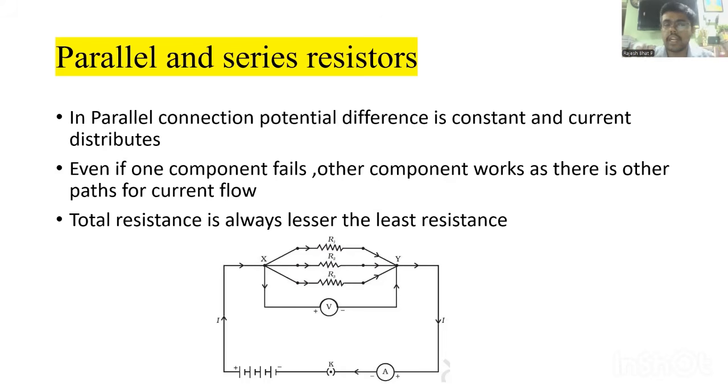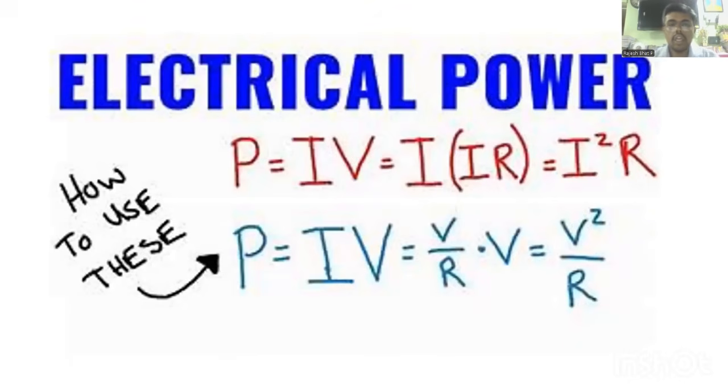So try to understand. These are the points. It will definitely be asked: parallel and series resistors. Next, what are the 3 equations of power? Write the 3 equations of power. All of you know P is equal to VI or IV. You should also know it is also equal to I square R. It is also equal to V square by R.